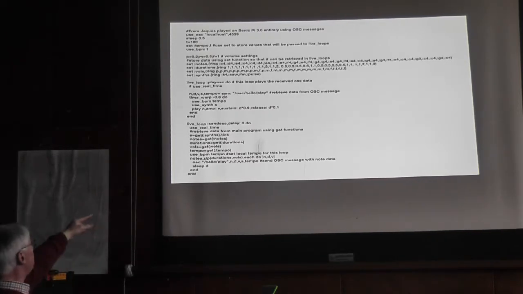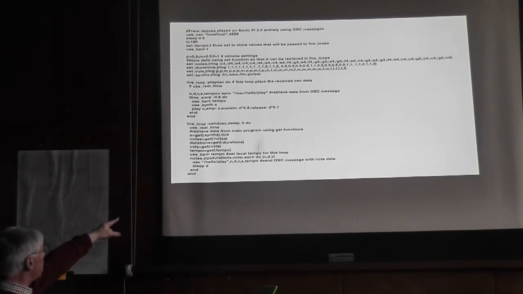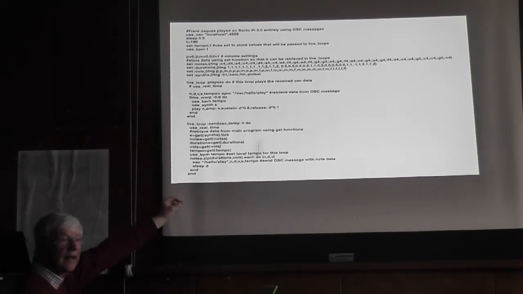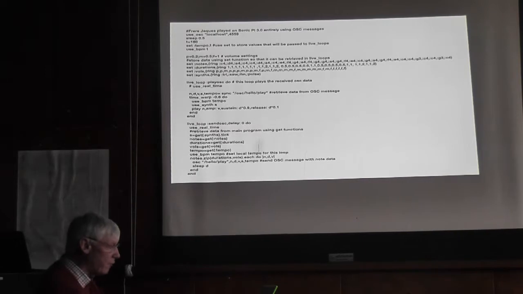And then we're going to send that with an OSC command addressed to hello play. Those are the variables N, D, V, S and tempo, which we're going to send. We sleep for the duration of the note and we go round again. And we're going to repeat it, and in the fourth line it says S equals get synth tick. It's going to choose the next tick, the next synth in the list, and so it will play repeatedly.